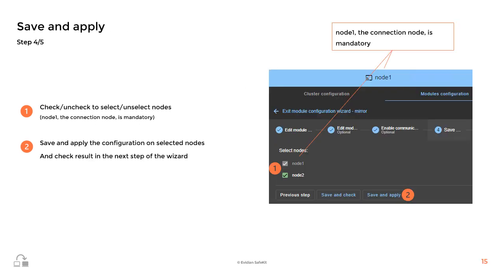Now we are going to save and apply the configuration. By default, the configuration is saved and applied on all nodes, which is the best option to ensure a symmetric configuration across all nodes. However, you also have the flexibility to save and apply the configuration only on specific nodes. For example, you might choose to apply the configuration only on Node 1, the connection node shown in the figure. This can be particularly useful if Node 2 has failed and you need to update the configuration of Node 1.